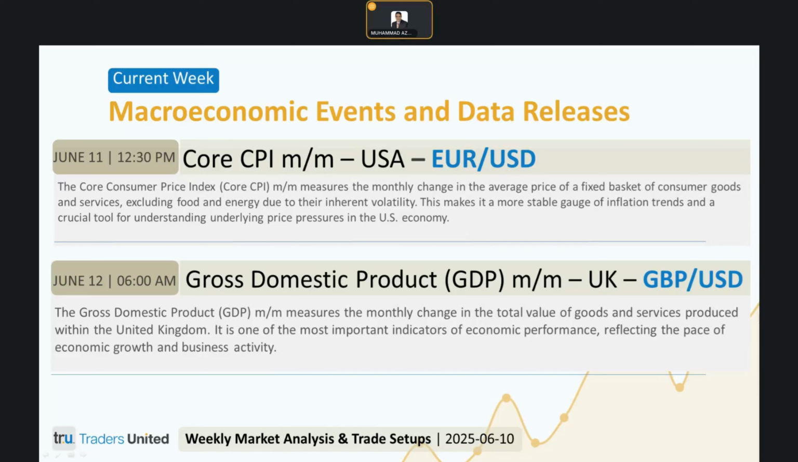So if we get a higher than expected core CPI, it is going to strengthen the United States dollar and we can expect a drop in price action of the EUR/USD currency pair. And if we get a lower than expected core CPI, then it's obviously going to provide weakness in the United States Dollar Index, the DXY, and the EUR/USD is going to rise more. Beyond the headline figure, components such as shelter costs and core services will be closely dissected for signs of inflationary momentum.